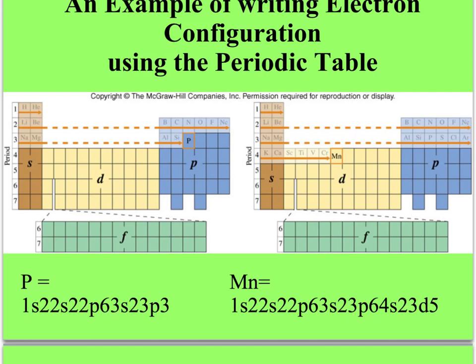And then manganese is shown there. It's the same as phosphorus, except now it has 3p6, and then 4s2, and then it goes over 5 into that d orbital. So it's 3d5.